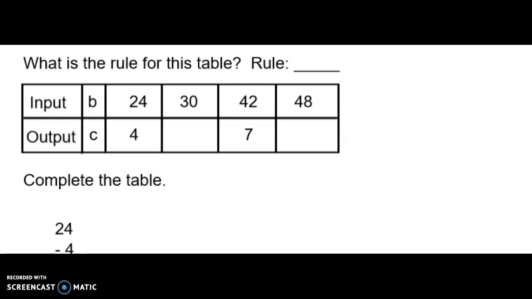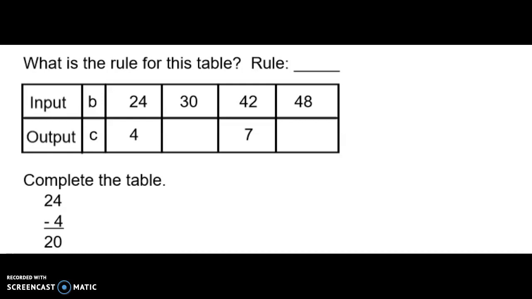So if I did that, I would have 24, and if I just subtracted the two numbers that are here, 24 minus 4 is 20. Well, if I try that over here with this one, 42, and I make 20 my rule here, and then I go here, 42 minus 20 is 22, not 7. So that won't work. So I have to do something different.